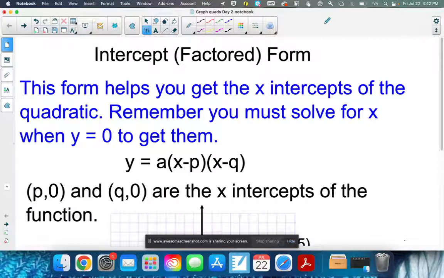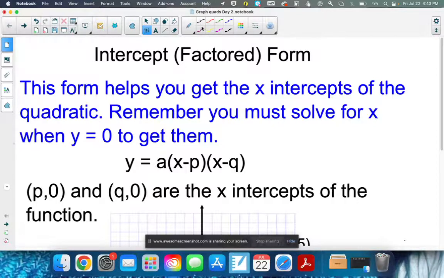Okay, so today we are going to be talking about factored or intercept form of quadratics. We are still talking about the quadratic function, and there are three different forms. We've already covered standard form, so we're going to talk about intercept form, and you can also call it factored form because if you take a standard form and factor it, this is what you will get. And we saw that when we were actually solving standard form before.